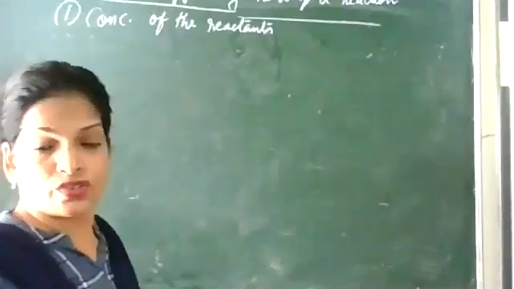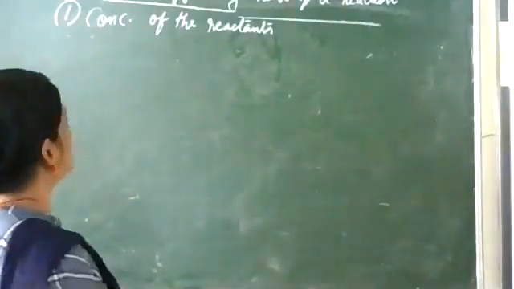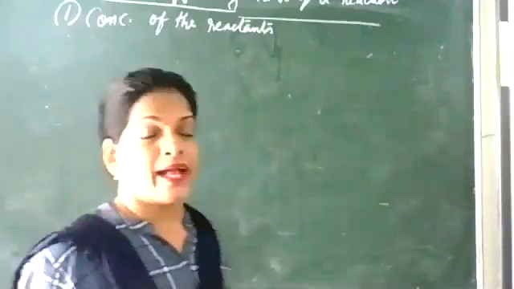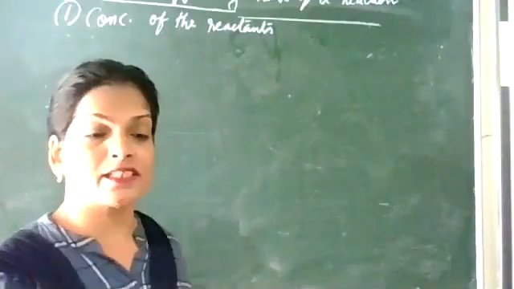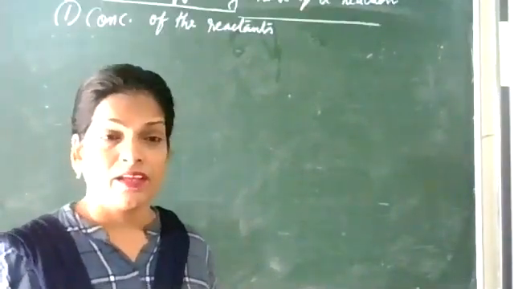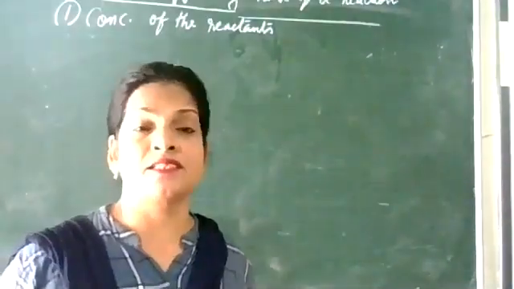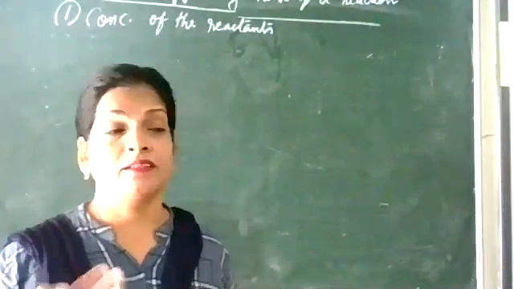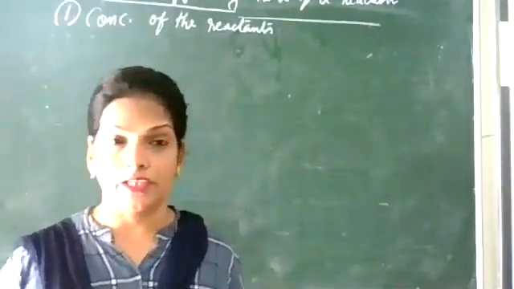How does the rate change with the concentration of the reactants? Just now we saw that as the concentration of the reactants decreases, the rate of the reaction is also decreasing. In what way does the concentration of the reactants affect the rate of the reaction or the speed of the reaction?